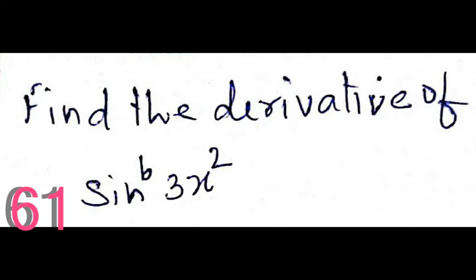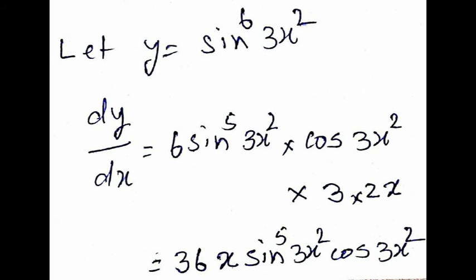Find the derivative of sin raised to 6 3x square. Here we use the formula derivative of x raised to n is equal to n x raised to n minus 1. We get 6 sin raised to 5 of 3x square. Derivative of sin x is cos x and derivative of 3x square is 3 into 2x. Finally, we get the answer 36x sin raised to 5 of 3x square into cos 3x square.